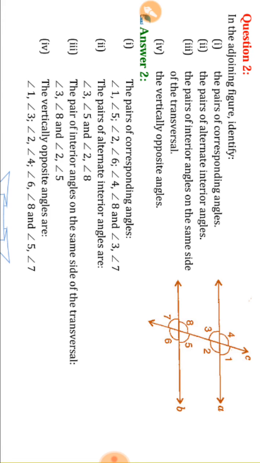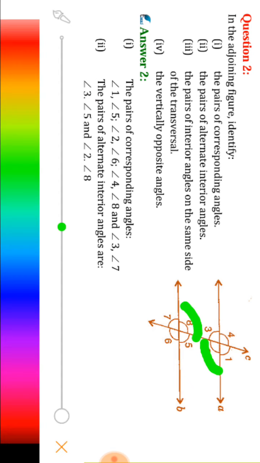Then the pairs of alternate angles. Alternate means it is in the Z shape. So if you take 2, the opposite one we can take, so 8. Then if you take 3, see here interior only, not exterior. So 3 and 5.